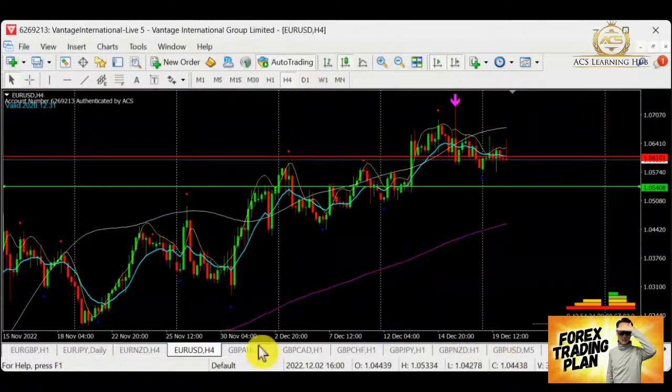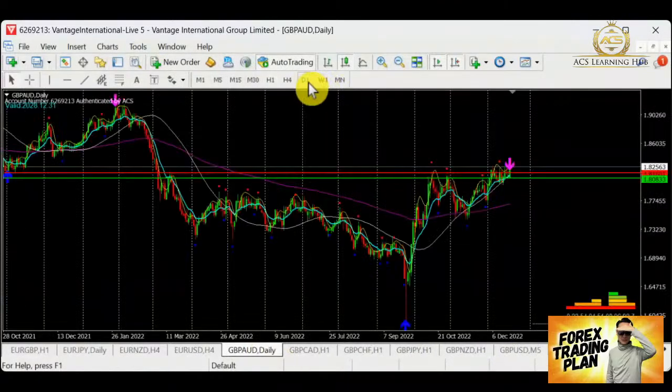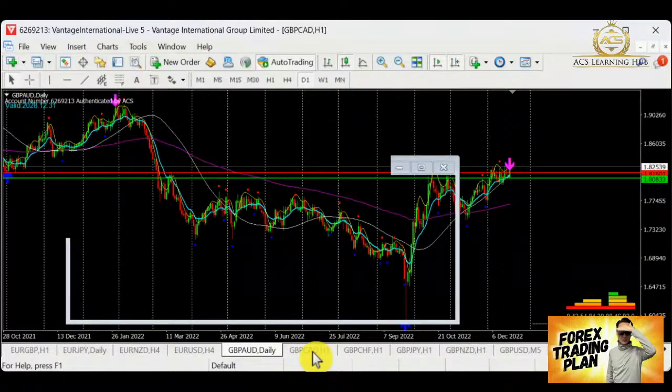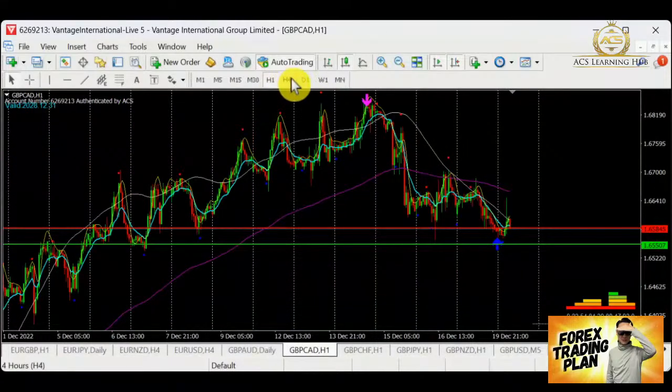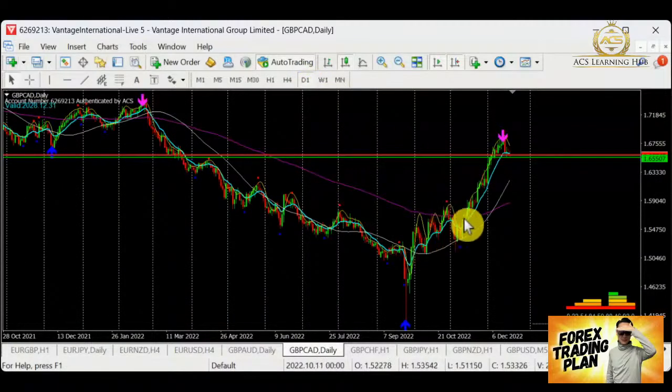Next to go, Pound Aussie. Pound Aussie over here, we are still in the group, so tentatively buyers can go on and sellers have to stay away. Pound CAD, we are now looking into buying here. The bull is running, as you can see.